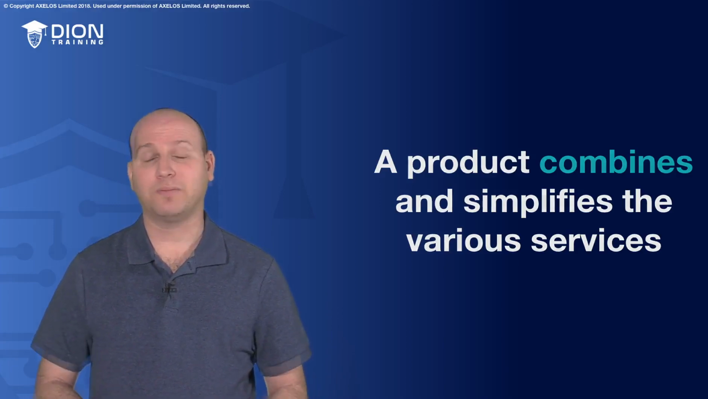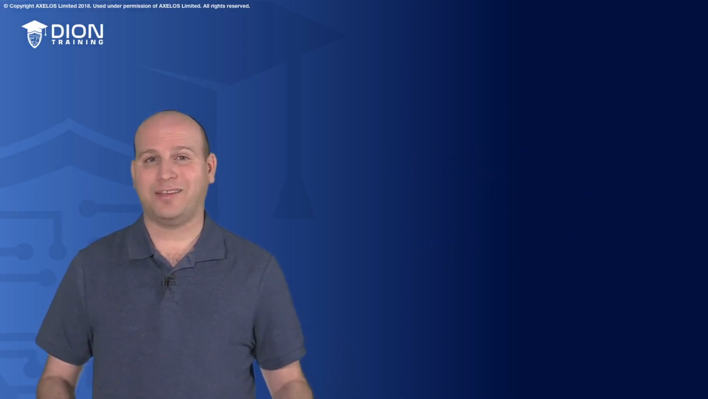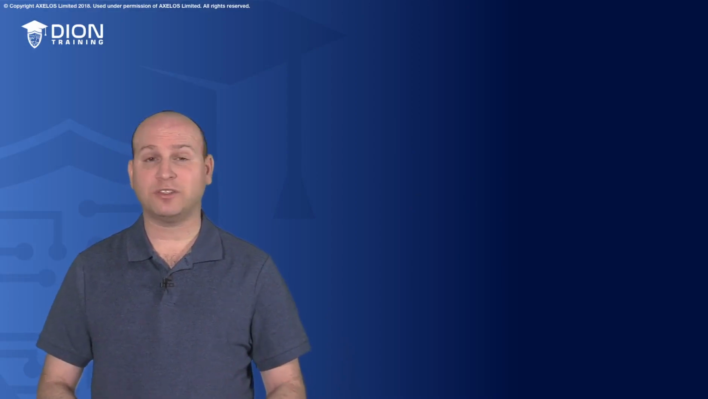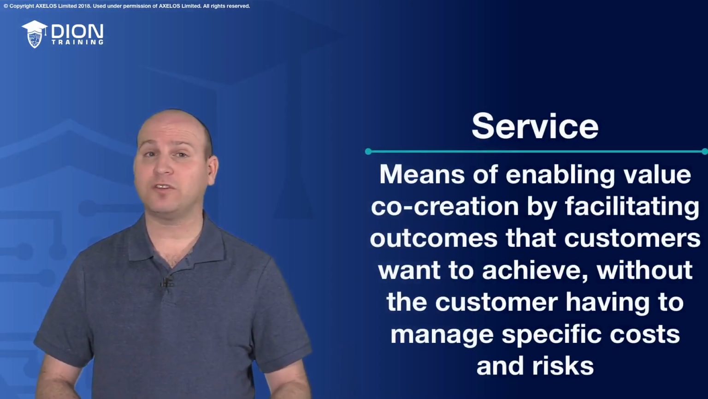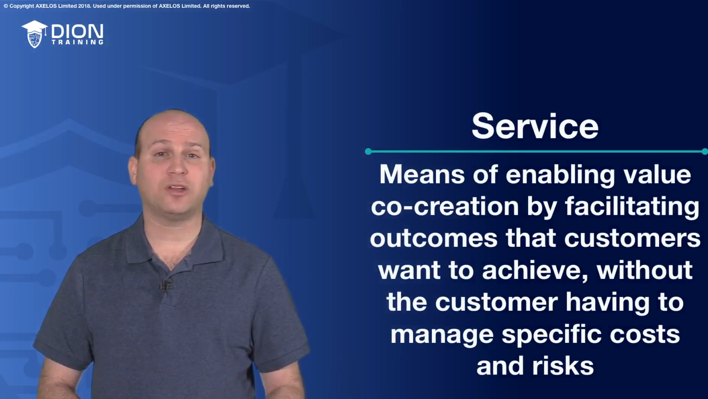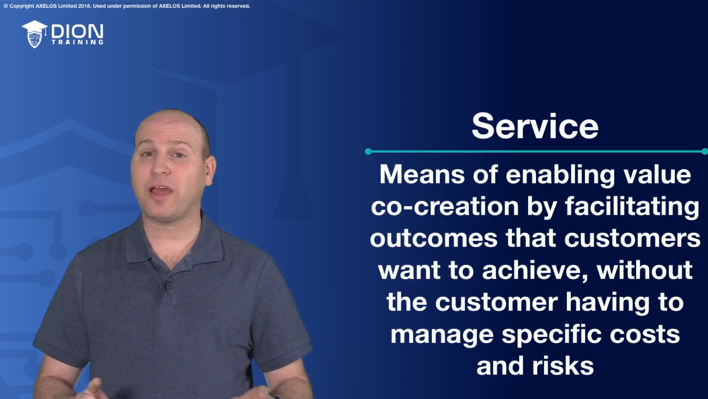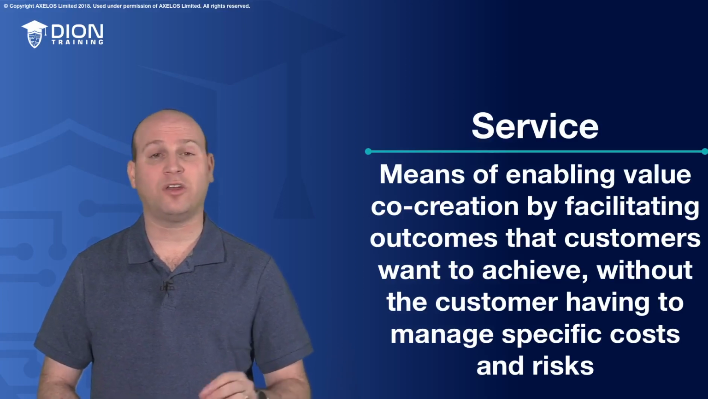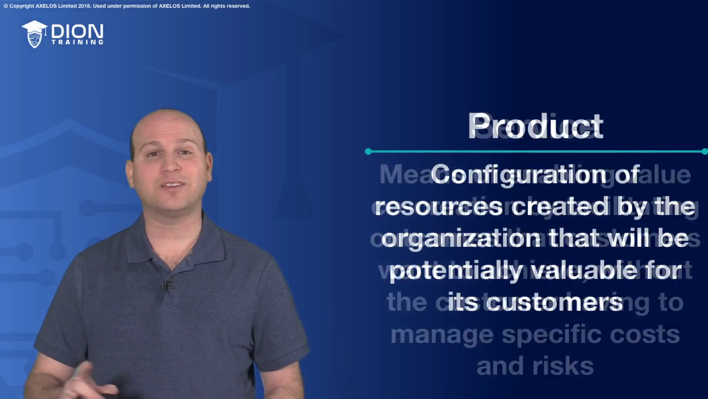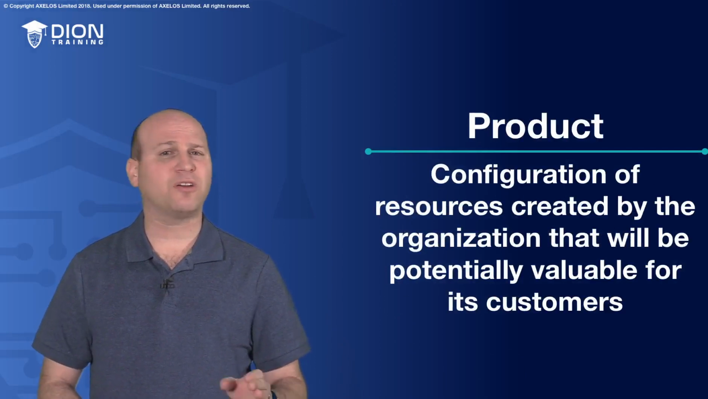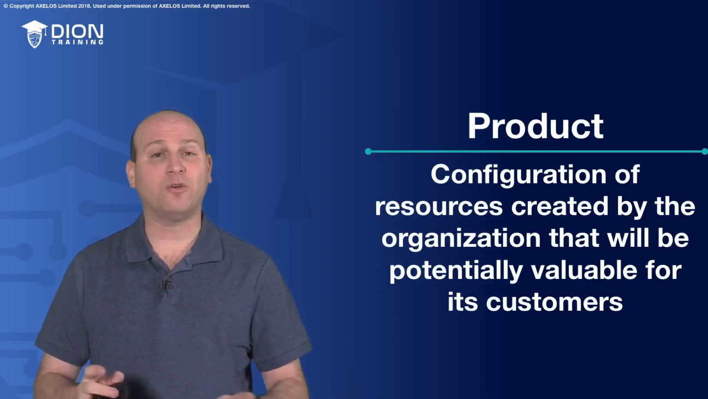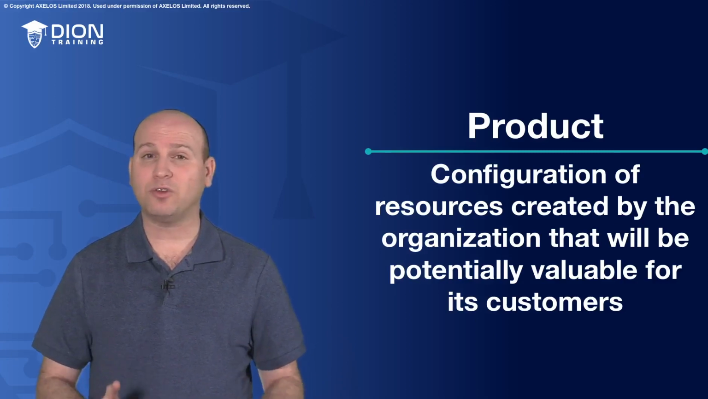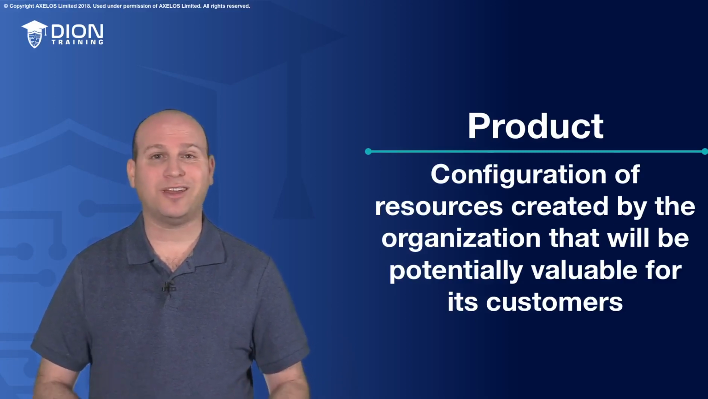So I know we covered a lot in this lesson, but there's two key definitions that we covered that you need to know. First is service. A service is a means of enabling value co-creation by facilitating outcomes that the customer wants to achieve without the customer having to manage those specific costs and risks. And the second one is a product. A product is simply a configuration of an organization's resources designed to offer value for a consumer. Keep those two definitions in your head because you're going to need them come test day.